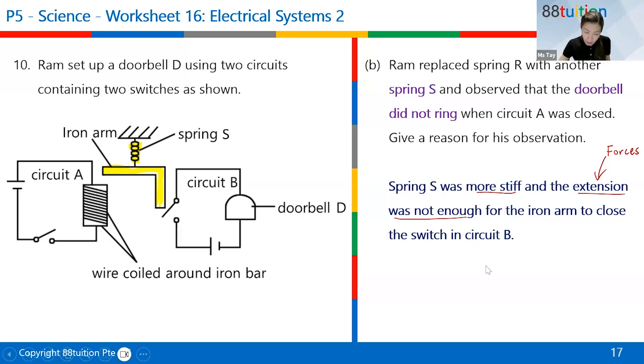And this is actually adapted from a PSLE question. Yeah, you see this whole question, right? It is very much PSLE style. So if you want to be better prepared for PSLE, I will tell you these questions.